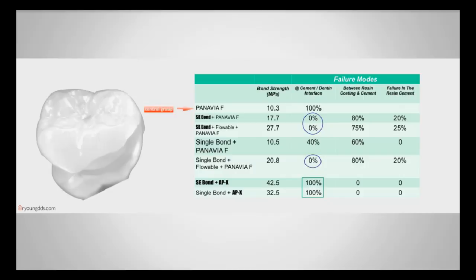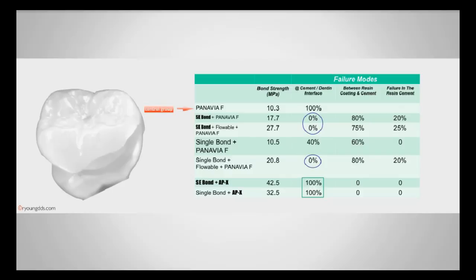When you went up to SE Bond flowable with Panavia, there's your 27.7, again 0 at the dentin interface. And this is the critical area where you don't want failure, your dentin margin. When you use Single Bond with Panavia, 40% failed at that position. Single Bond with flowable and Panavia, 0%. And so this is really why we're looking at this research article for immediate dentin sealing with a bond and a flowable composite. These were interfaces of the resin.